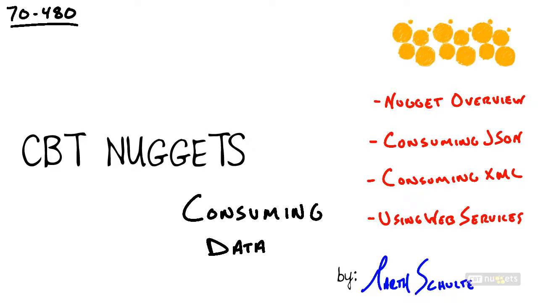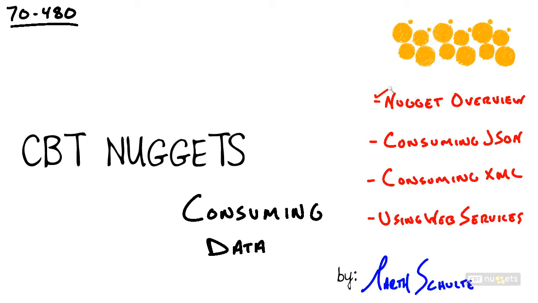Consuming data. Applications and websites today are no longer self-contained entities. They rely on other applications and websites and web services to push and pull data from. So this means we're going to need a good understanding of these platform-independent data formats that we're going to be using to exchange information between systems. And I'm referring to JSON, JavaScript Object Notation, and XML, Extensible Markup Language.